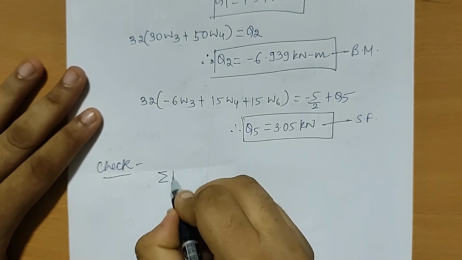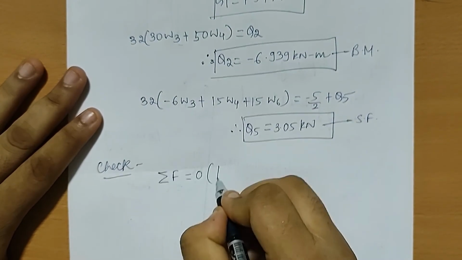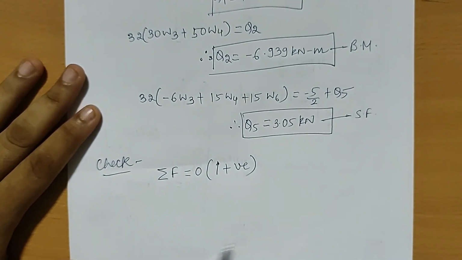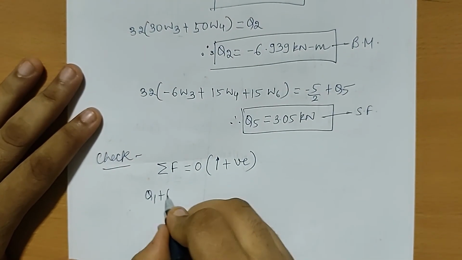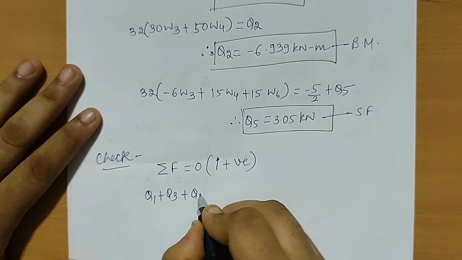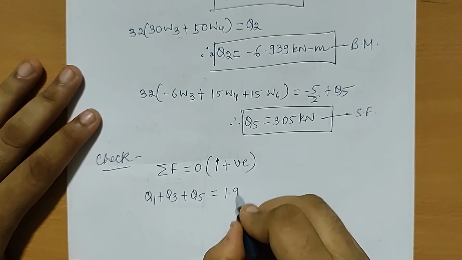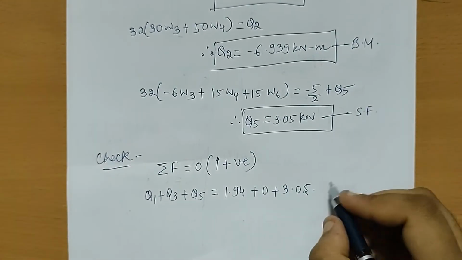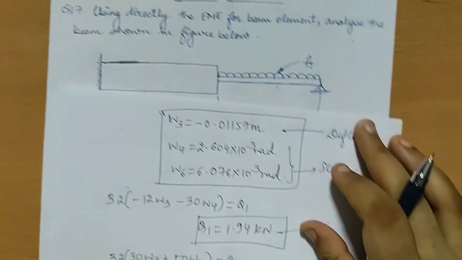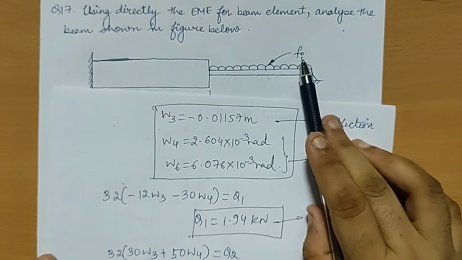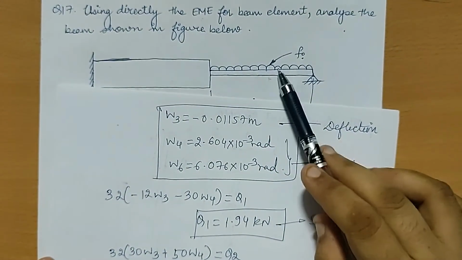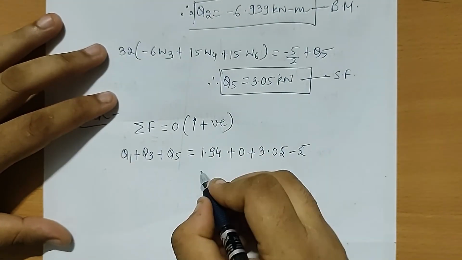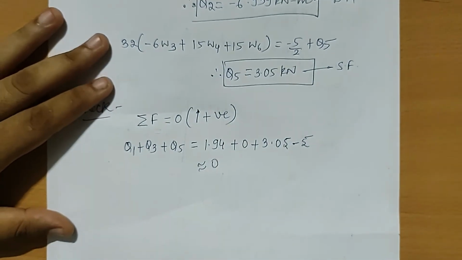So I will be checking the summation of shear force. I will assume all the forces going upward as positive. Now I have Q1 plus Q3 plus Q5. This is 1.94 plus 0 plus 3.05, and I also have, if you see the diagram, minus 1 and the distance is 5. So this load is also there. So I will take it as minus 5. When I solve this, I get approximately 0.